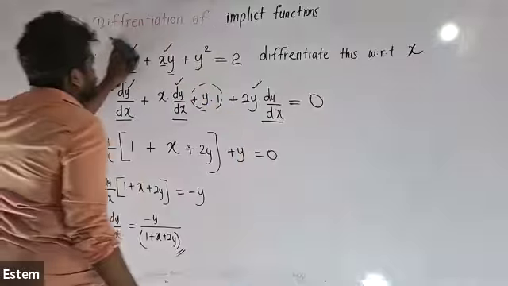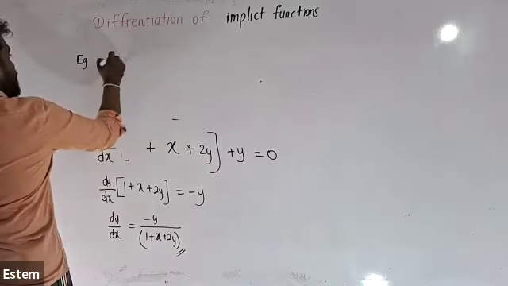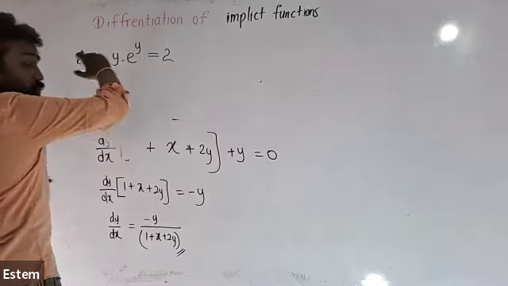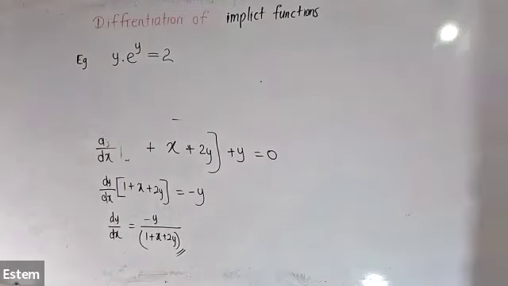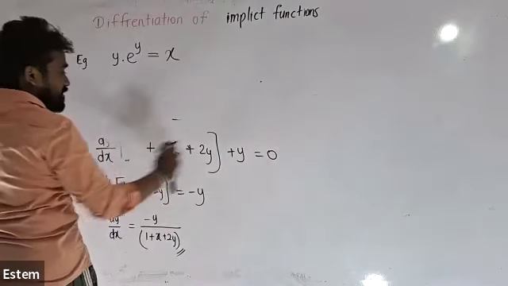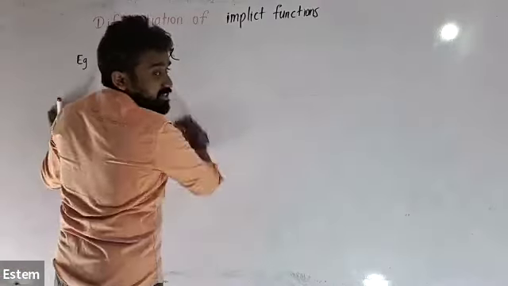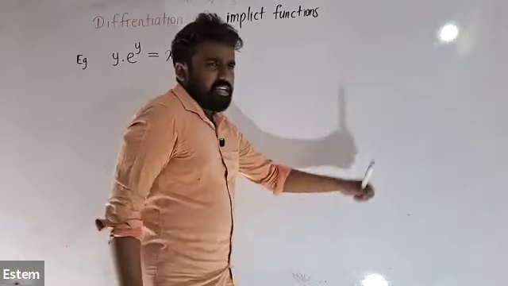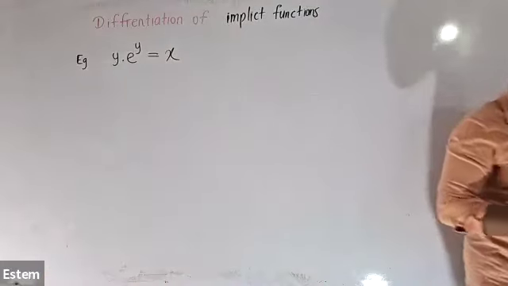Okay, example 2. Example 2 is this: y times e to the y equals x. These are the original implicit functions. Can you isolate y in this equation? No, you can't isolate y on one side. So these are implicit functions. Now I think you can get the idea of implicit functions. So how do we differentiate this? Try how we differentiate this.